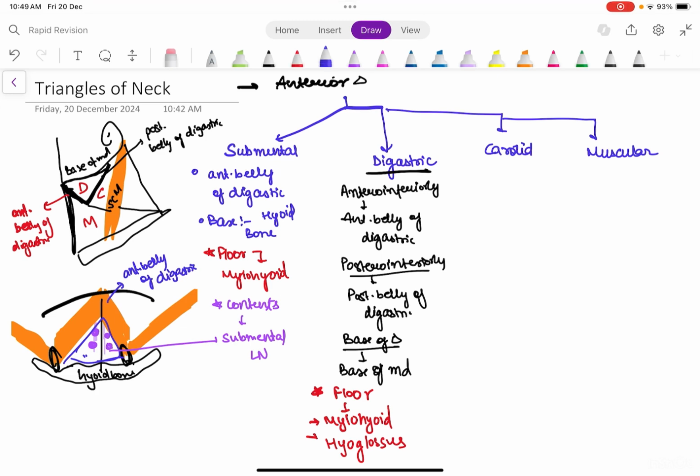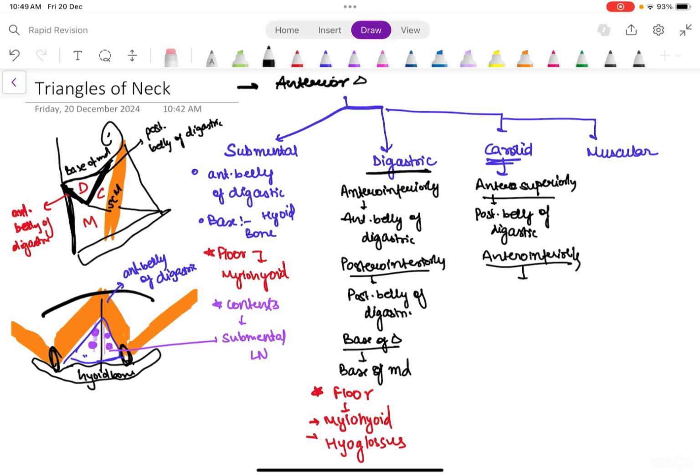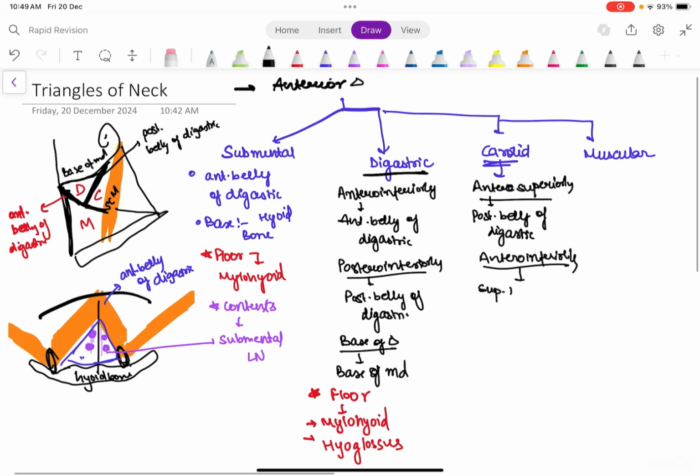Now let's talk about the carotid triangle. Antero superiorly, you have the posterior belly of digastric, and antero inferiorly this is the superior belly of omohyoid. Okay. Posteriorly you can see that you have the anterior border of sternocleidomastoid.